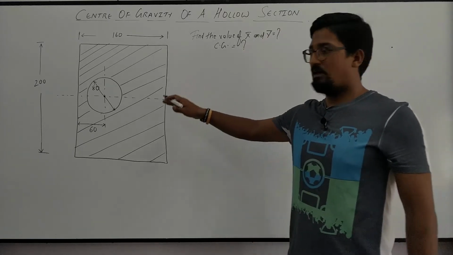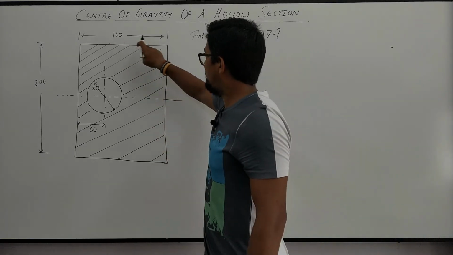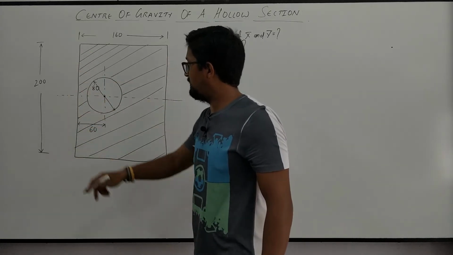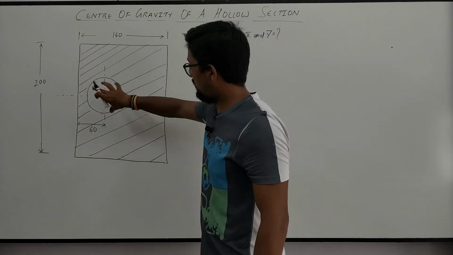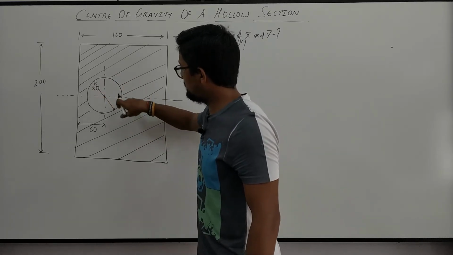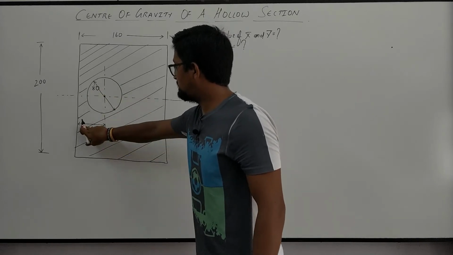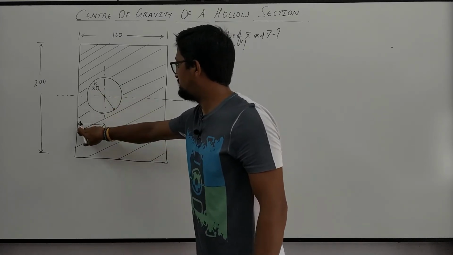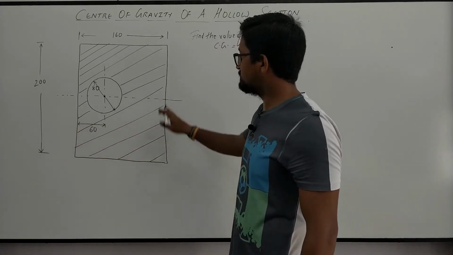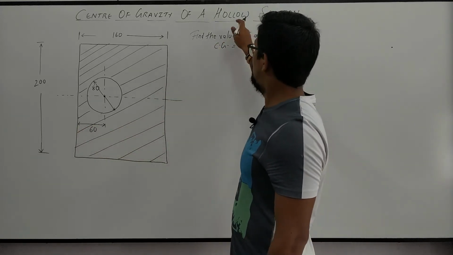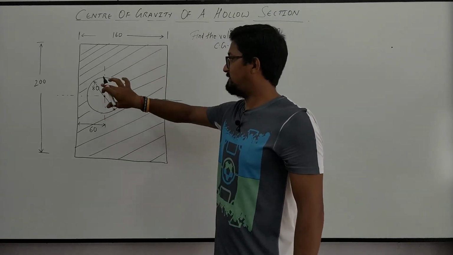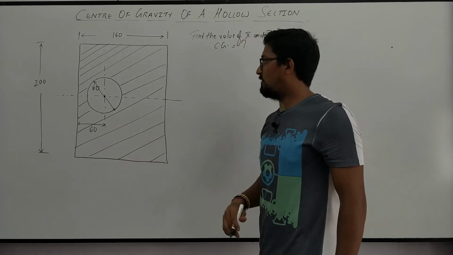So the figure is like this: 160 mm is the width of this rectangle, 200 mm is the depth. Then in this rectangle a hollow circular section is given. The diameter of this circular section is 80 and the distance of the center of the circle from this side or edge of the rectangle is 60, correct? So this is a hollow section. A rectangular section is there and a hollow circular section is inside it. So let us solve this.